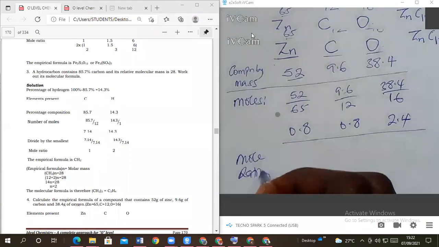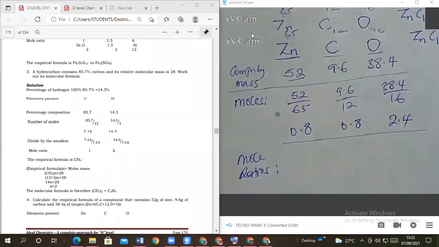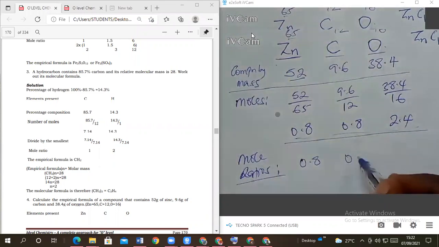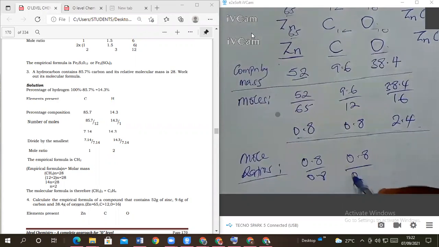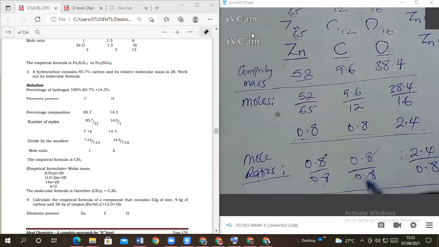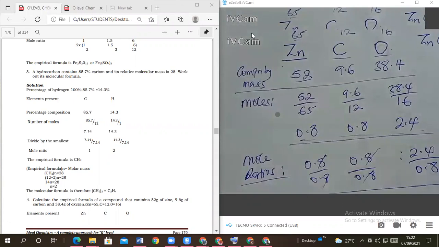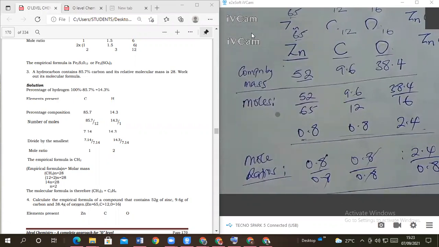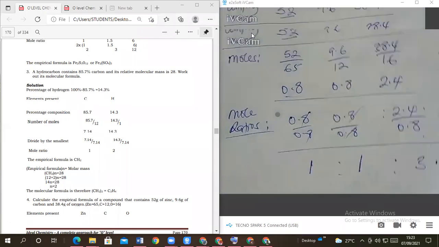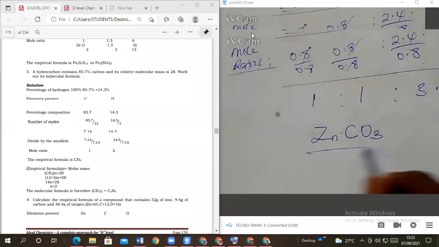Now, after this, we are going to get the mole ratios, isn't it? To get mole ratios, we divide by the smallest. The smallest is 0.8. So 0.8 divided by 0.8 is 1, 0.8 divided by 0.8 is 1, and 2.4 divided by 0.8 is 3. So our formula comes to Zn, C, O3, that is 1, 1, then O3.